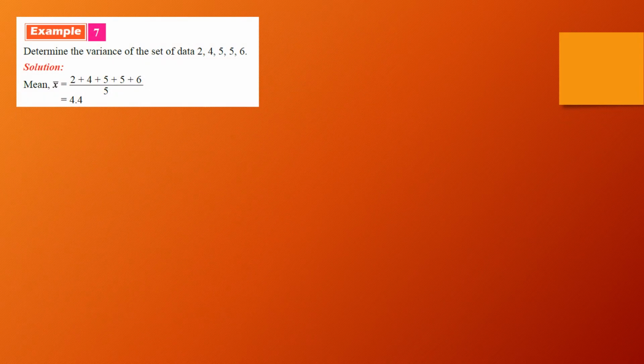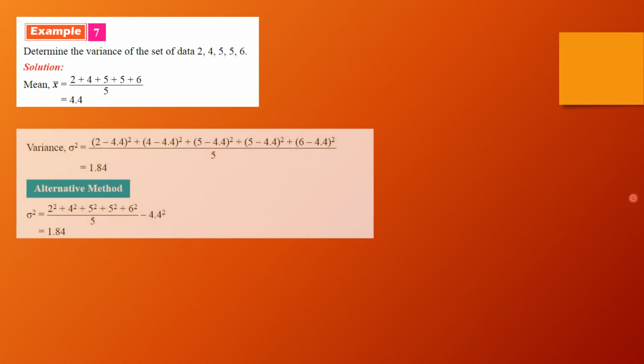Next, we look example 7. Determine the variance of the set of data 2, 4, 5, 5, 6. In order to find variance, first you have to find the mean. How to find mean? You add all the values given, that is 2 plus 4 plus 5 plus 5 plus 6 divided by the number of data. Got how many data? 1, 2, 3, 4, 5. So divided by 5. So you get 4.4. This is mean, average.